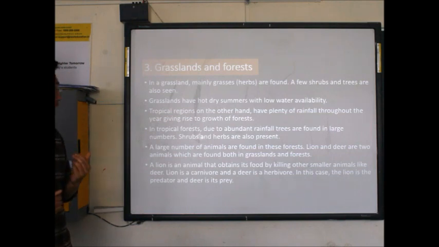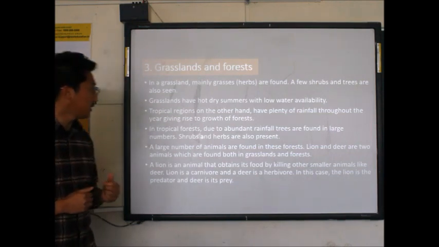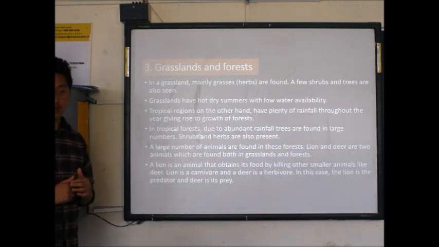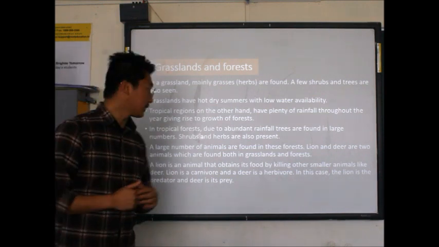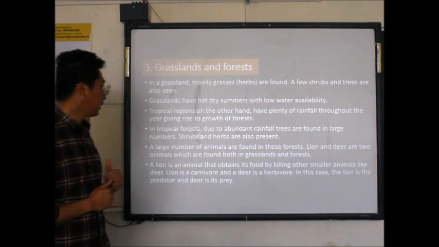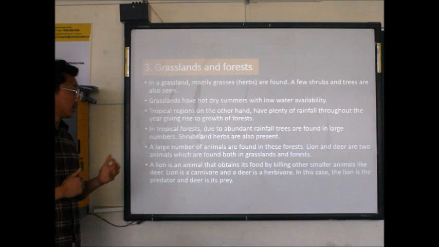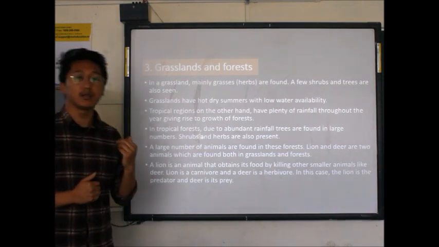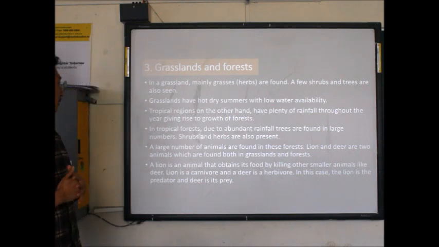Large number of animals are also found in these forests. Lion and deer are two animals which are found both in grassland and forest. So in the grassland and forest, large number of animals are living. Some examples are lion and deer. These are found both in grassland as well as in forest.